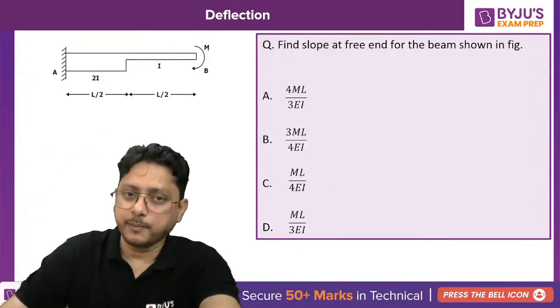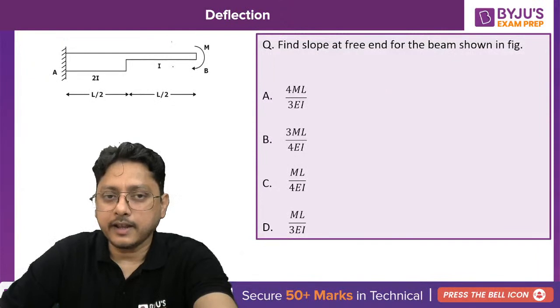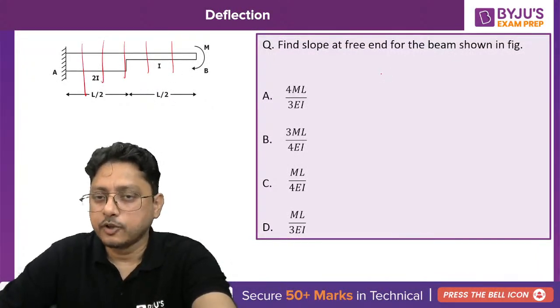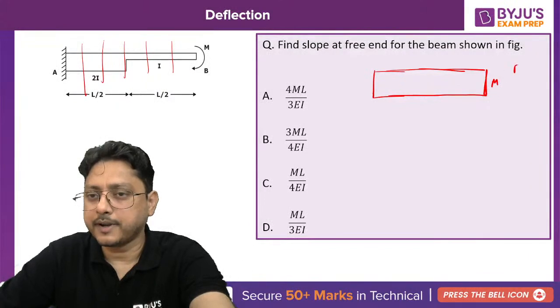Let me draw the bending moment diagram for this one first. What will be the bending moment diagram? At whatever section you are standing, it is only M. Of course the bending moment diagram will be hogging, so it is negative, but the magnitude is M. So the bending moment diagram throughout is nothing but M. Agree or not? This is your bending moment diagram.